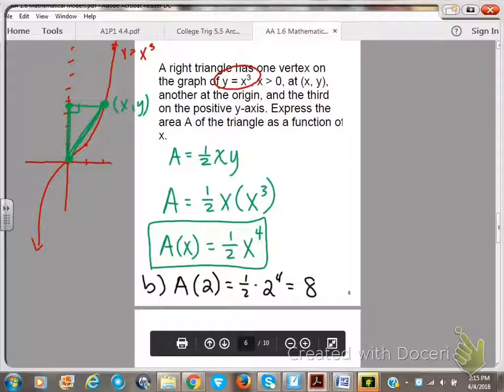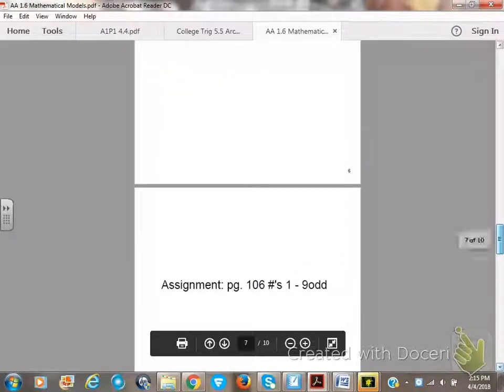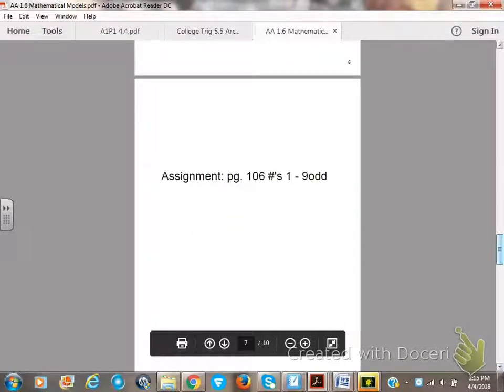Okay, this is the first time you've done word problems like this. It is going to be challenging. All right, so keeping that in mind, your homework is going to be page 106, numbers 1 through 9 odd. So that way you can check yourself.